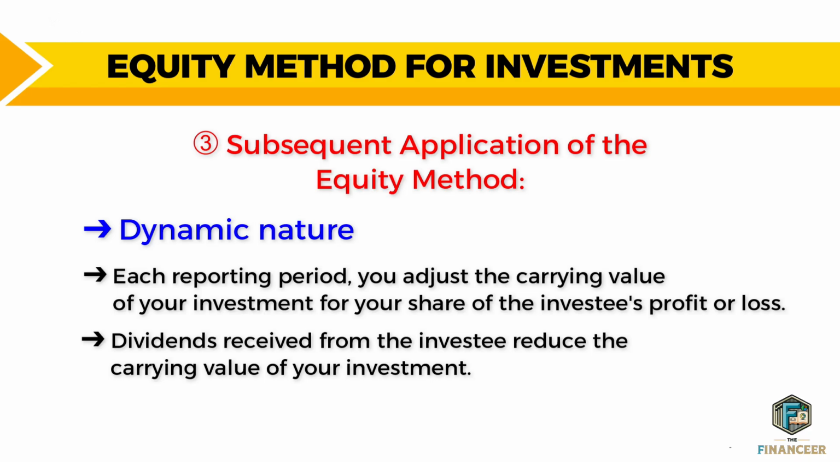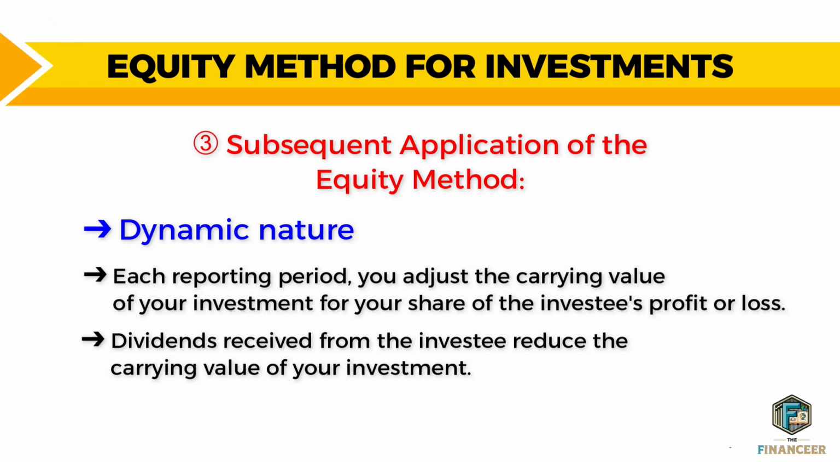So, if you would like to summarize this in a few words, firstly, you are recognizing your investment at cost. Then you are going to update this investment based on your share of the profit or loss. So if you have 20%, you need to recognize 20% of the profit or loss of the investee, making the adjustment directly to the carrying value of your investment, which means that the carrying value of your investment will go up if you have 20% of the profit or go down if the investee has a loss. So recognizing your share in the profit or loss.